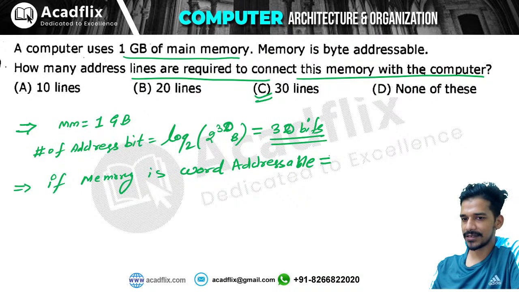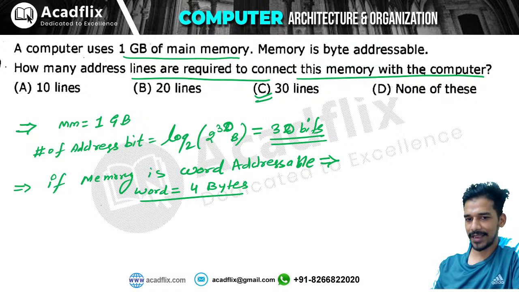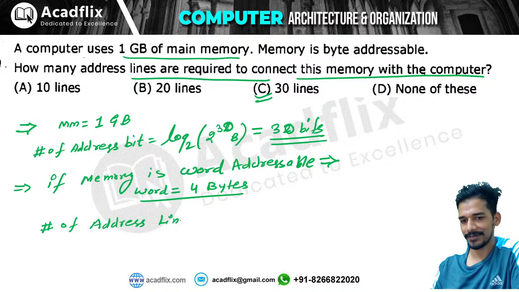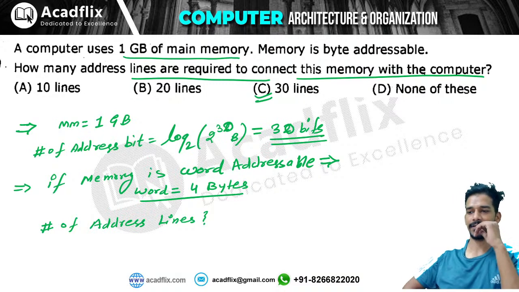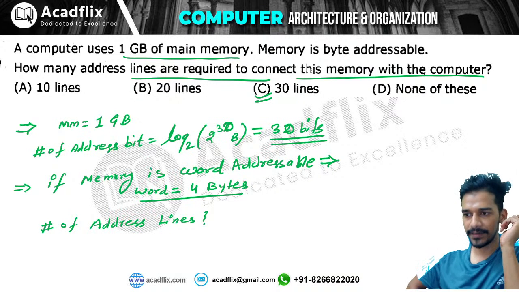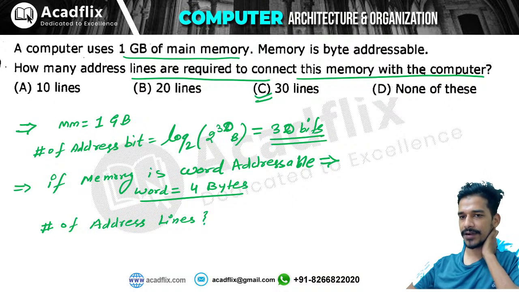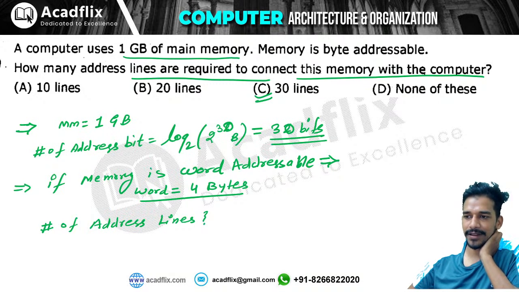If memory is word addressable, and the size of the word is 4 bytes, can you tell me the number of address lines now? How many address lines will be there? If the memory is word addressable and the size of the word is 4 bytes. Okay, this kind of question is being asked in NTA NET.